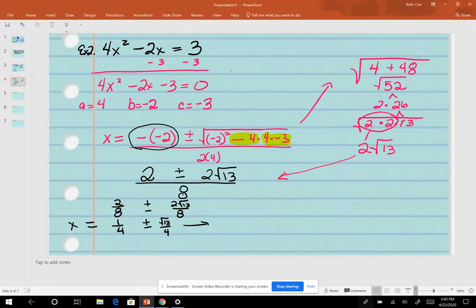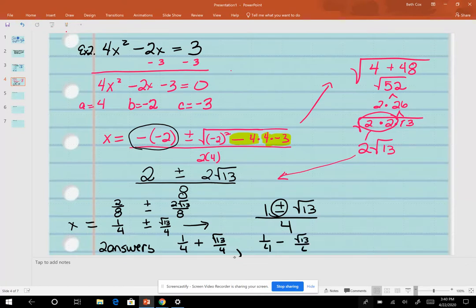You can write it back as one fraction if you want. Some people like to do that. This is two answers. In case you don't understand why there's two answers, go back and watch those videos on square root. That plus minus means two answers. So we've got 1/4 plus the square root of 13 over 4, and we've got 1/4 minus the square root of 13 over 4. And we cannot simplify either one. That is my answer for that one.